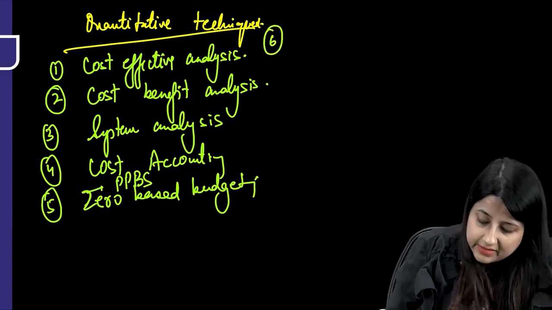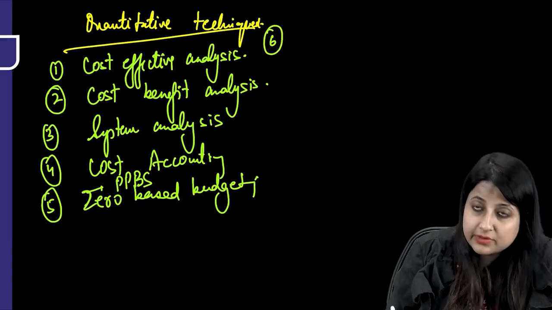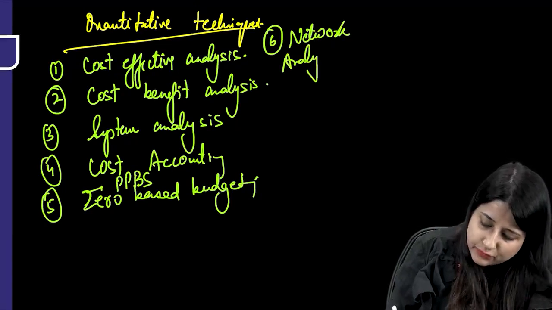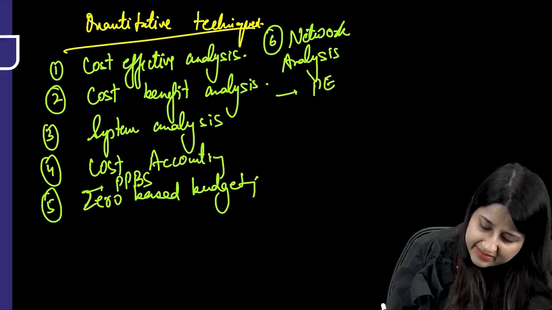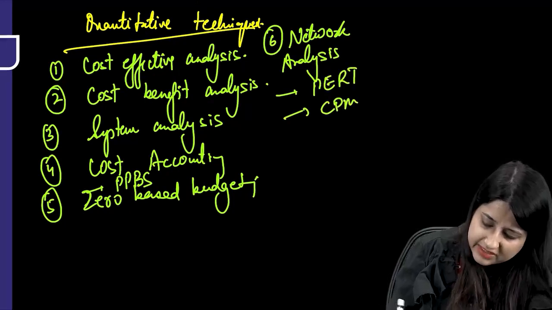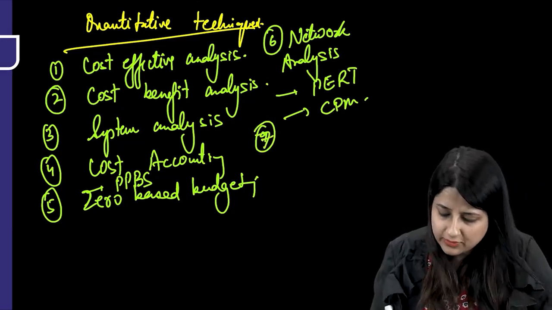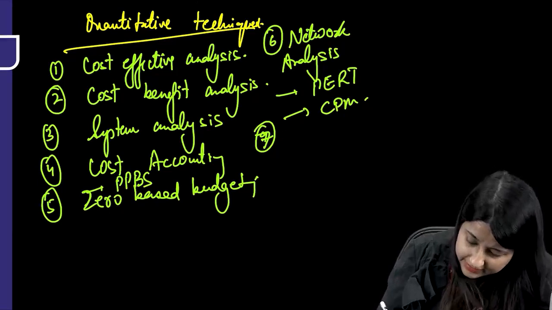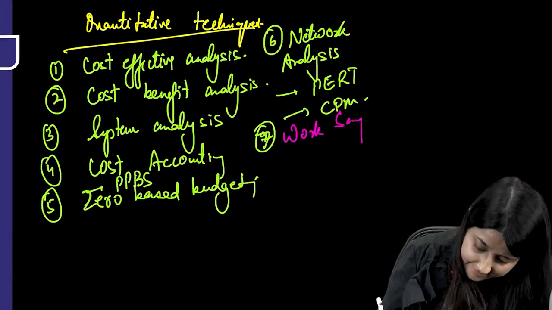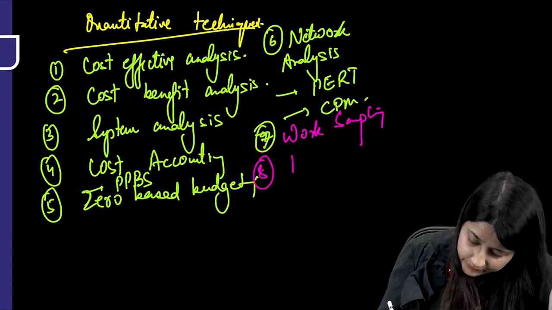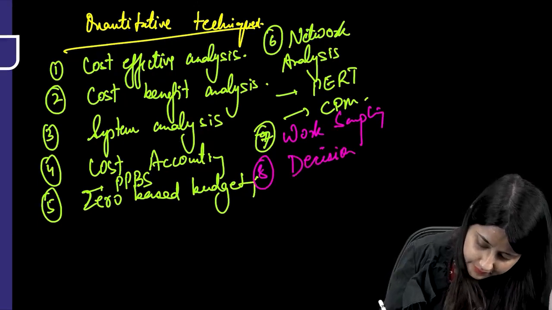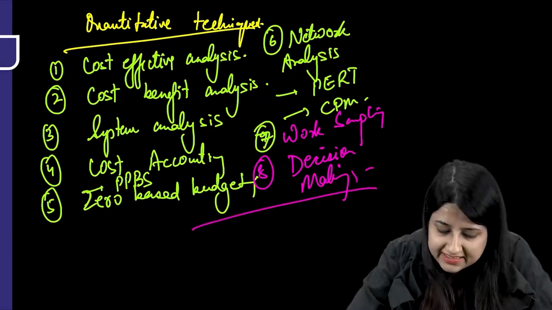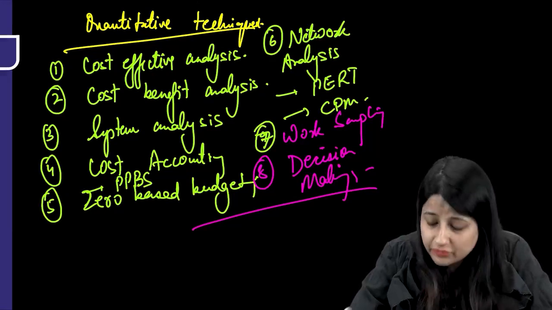Then another one which is very, very important and can turn up in exams is network analysis. In network analysis, we have to revise two things: PERT, the program evaluation and review technique, and CPM, critical path method. Then what else can come in your exams? Work sampling, and decision making. All these are quantitative techniques which are very important from an exam point of view.